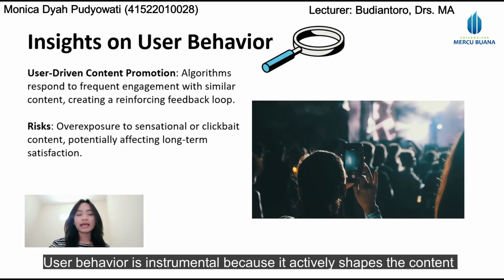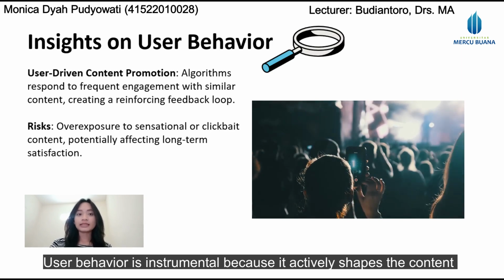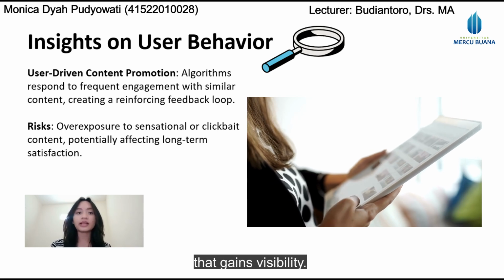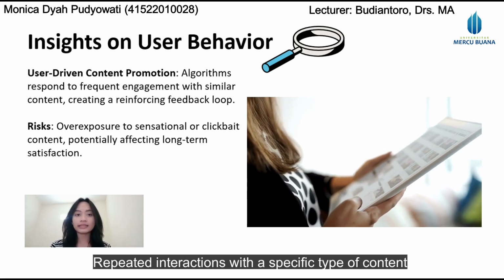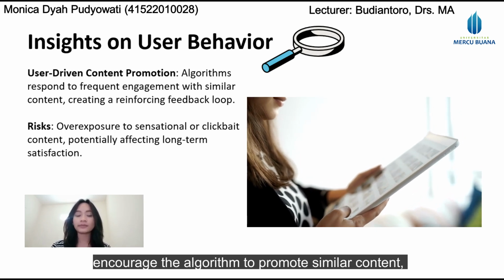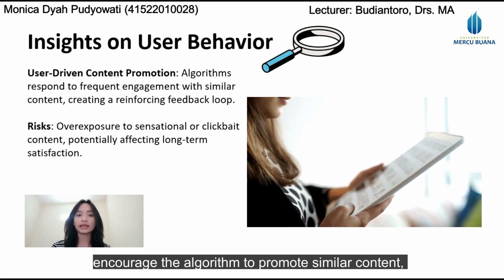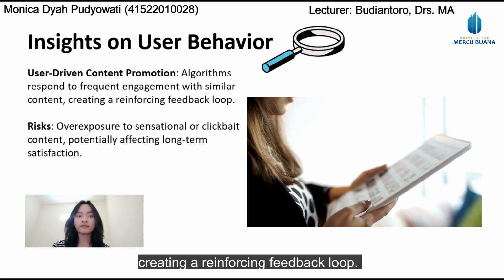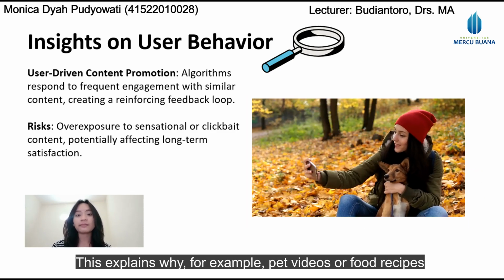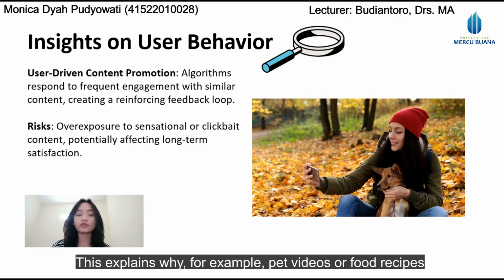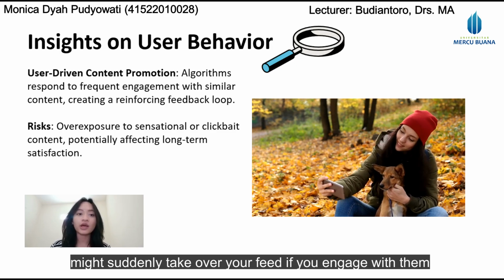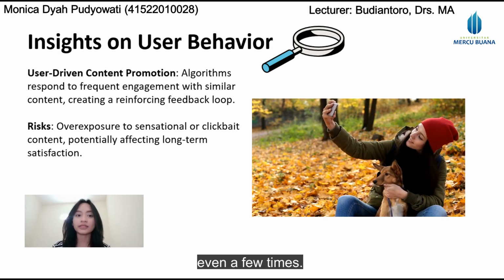User behavior is instrumental because it actively shapes the content that gains visibility. Repeated interactions with a specific type of content encourage the algorithm to promote similar content, creating a reinforcing feedback loop. This explains why, for example, pet videos or food recipes might suddenly take over your feed if you engage with them even a few times.